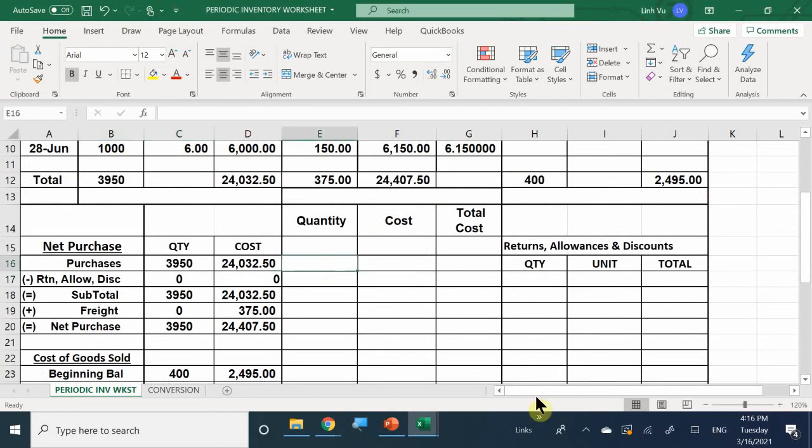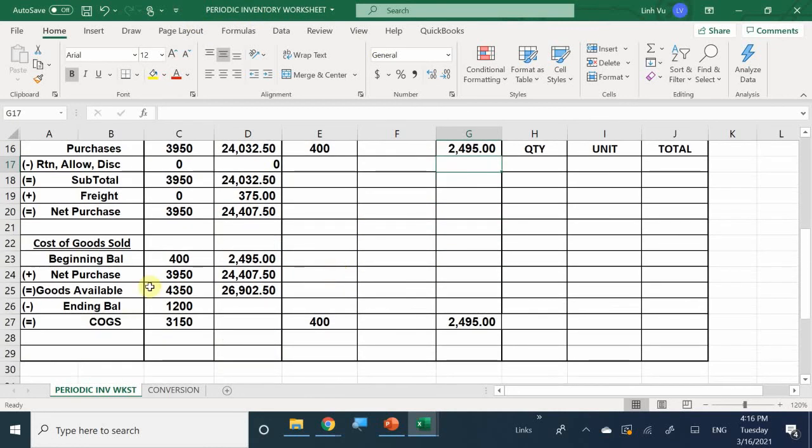Here, you can split them up, but at the end of the day, you're still going to take the whole beginning balance. In this context, therefore, you're taking the total cost, so you don't have a cost per item. Good. So now that I sold 400, how many more do I need to sell?